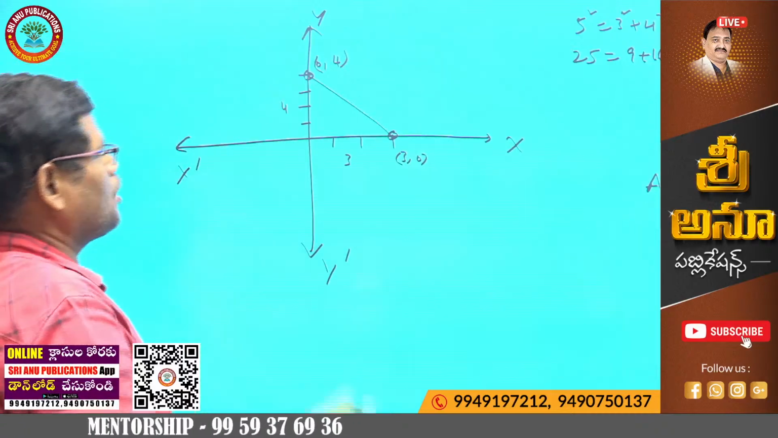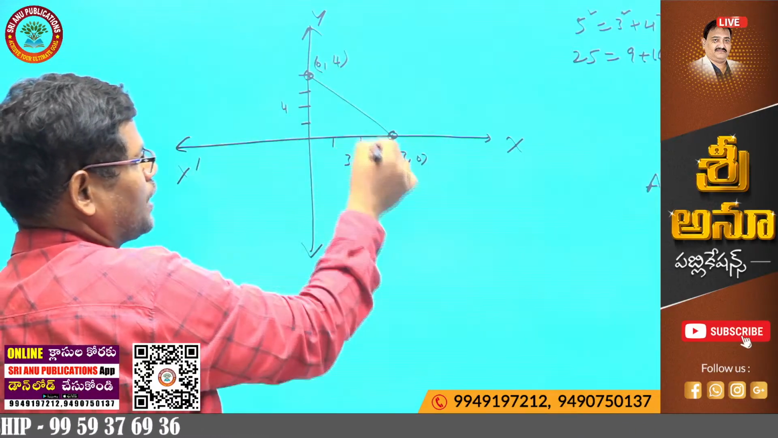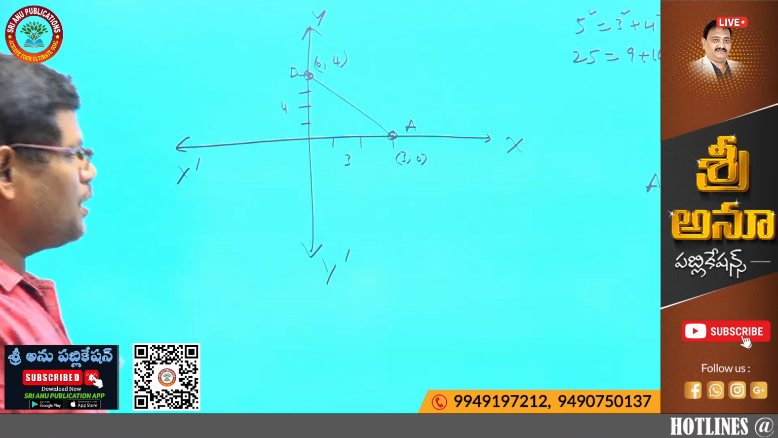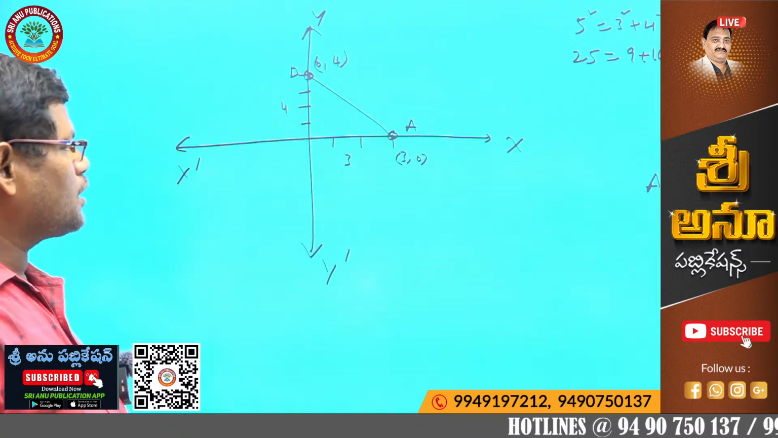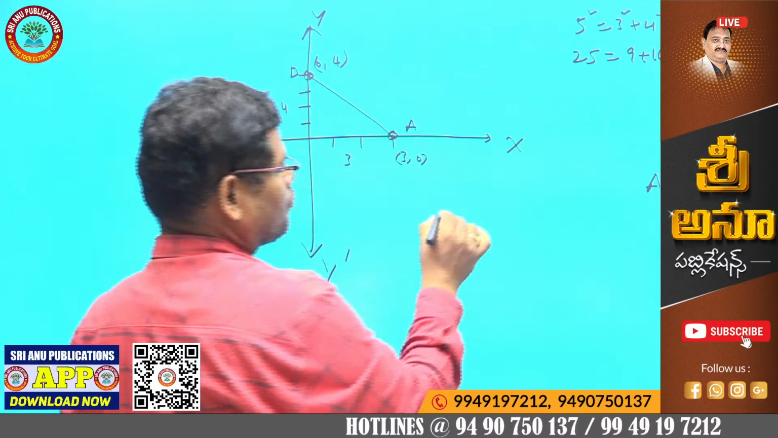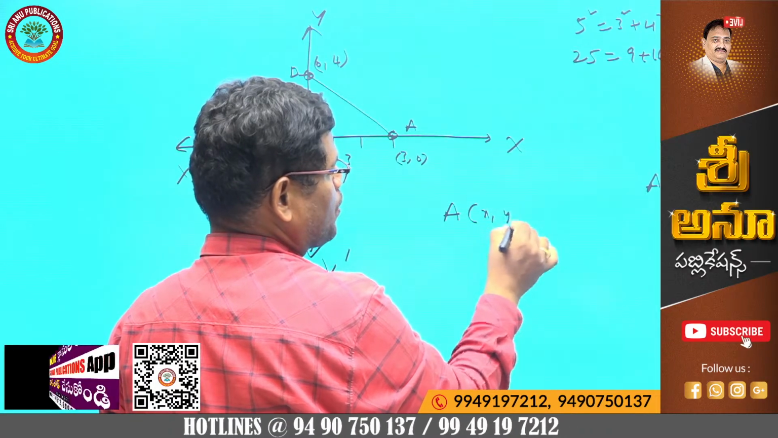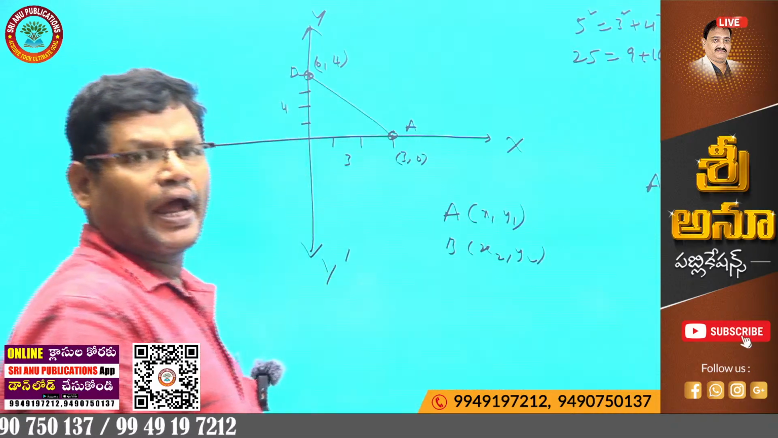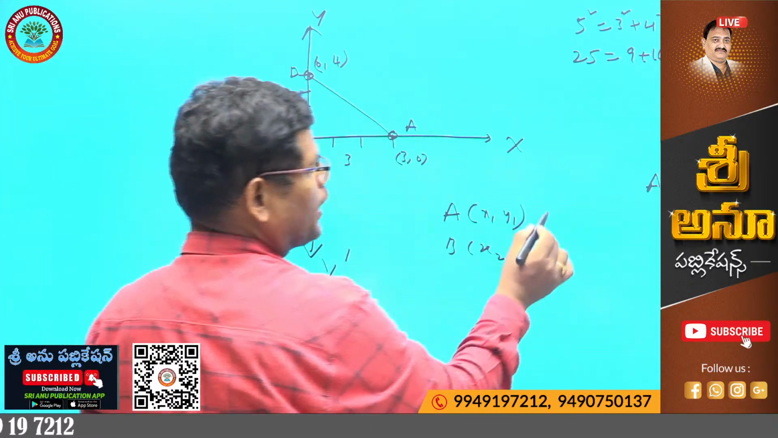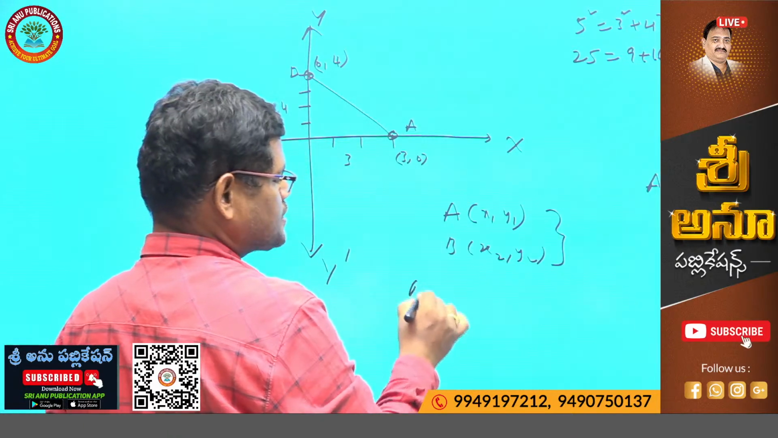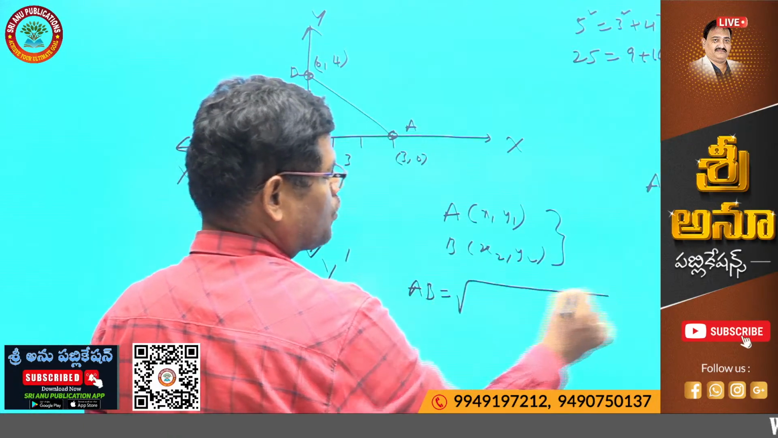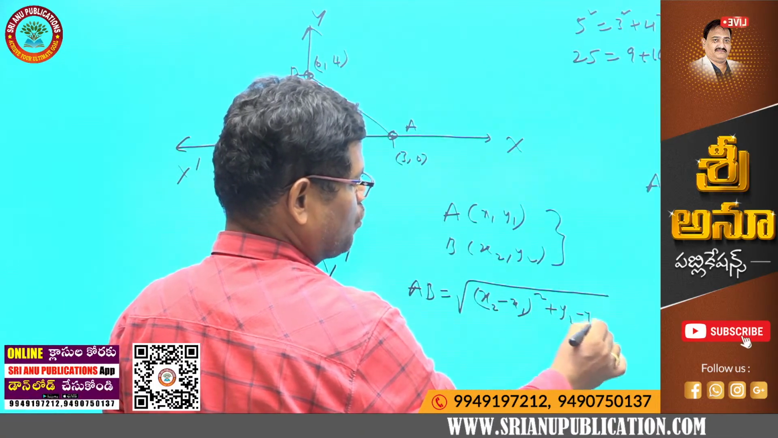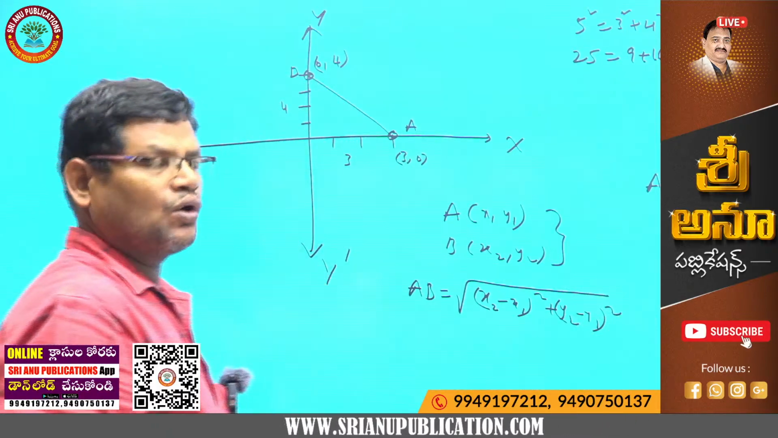Now how to find the measure of that AB? The AB measures by taking those 2 points. Suppose the points are A (x1, y1) and B (x2, y2). Then the distance between the 2 points AB is nothing but the square root of (x2 minus x1) whole square plus (y2 minus y1) whole square.